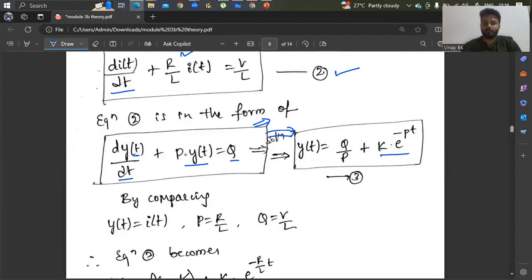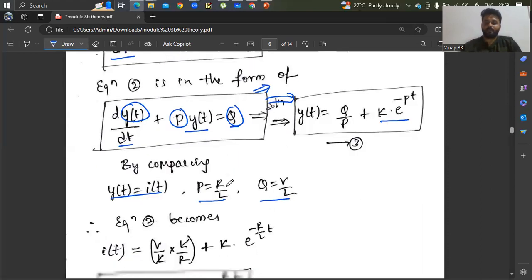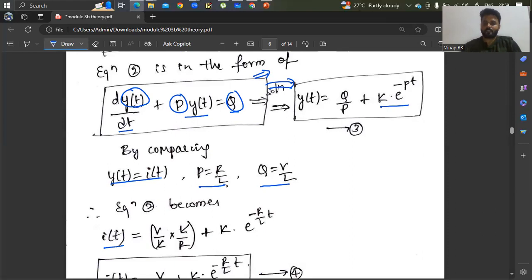Whenever comparing, y of t is nothing but I of t, and p is nothing but R divided by L, and q is nothing but V divided by L. So y of t equals I of t, p equals R divided by L, q equals V divided by L. Once after writing in this form, the solution of equation 2 becomes I of t. Y of t is actually I of t equals q divided by p. Q is V divided by L, divided by p which is L divided by R. L and L will get cancelled.